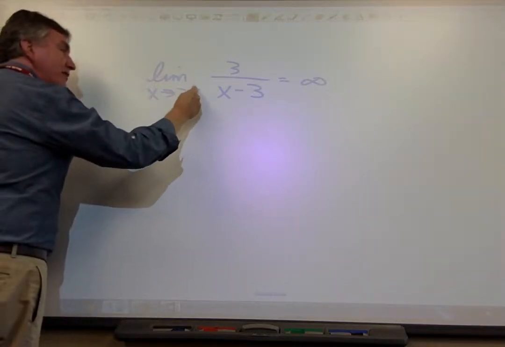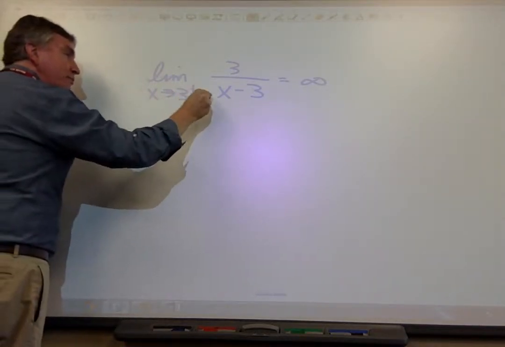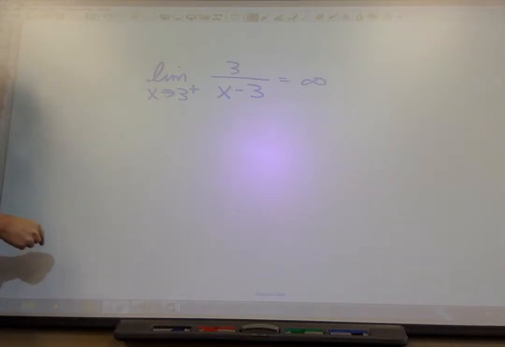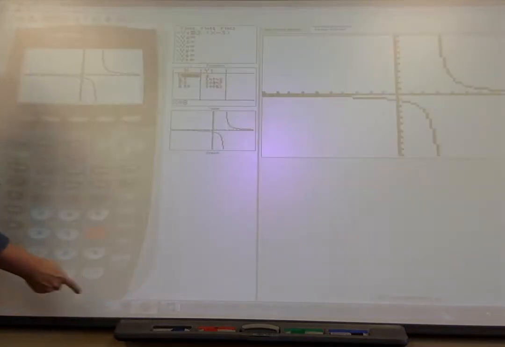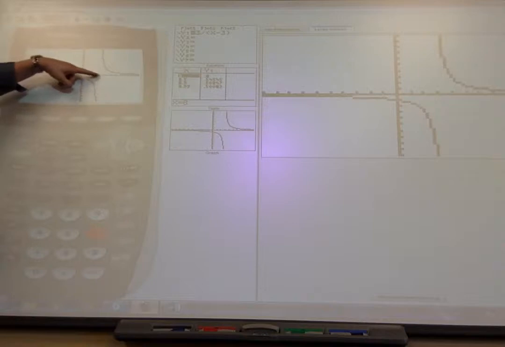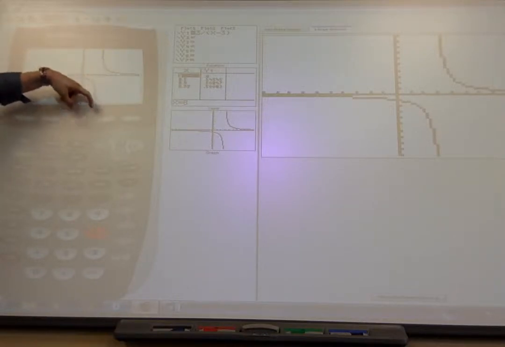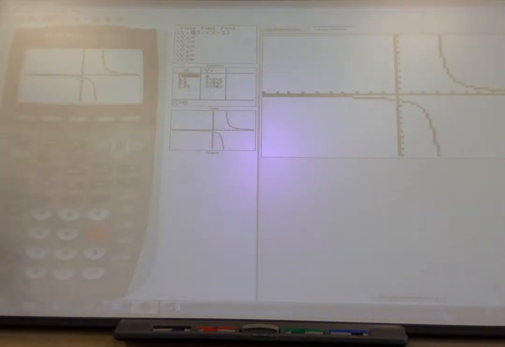If I had a little minus here, if I was approaching from the left, I would put in a number like 2.99, and I would say, what's the sign of that fraction? Well, it would be negative, wouldn't it? That means it would go to negative infinity. And if you look at my graph, if you approach this 3 from the left-hand side, where is it going? Negative infinity, isn't it? If you approach from the left.